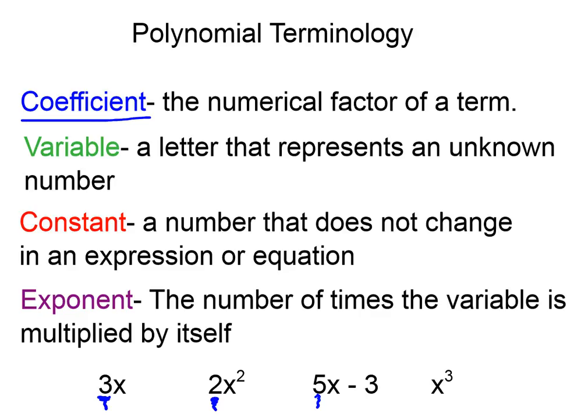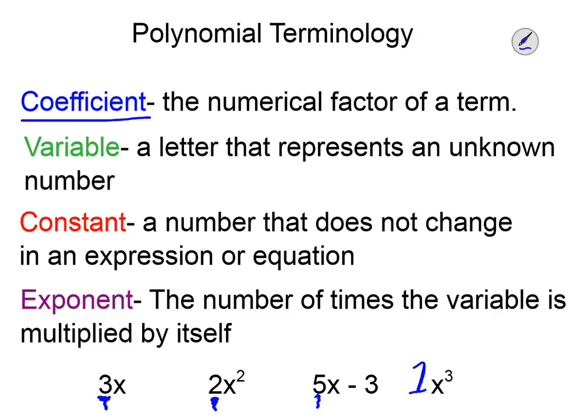It gets a little tricky when we look at the x cubed here, because we ask ourselves, well, what is the number in front of the x cubed? It's our invisible friend 1. So 1 is the numerical coefficient, because that's how many x cubeds we have: 1.